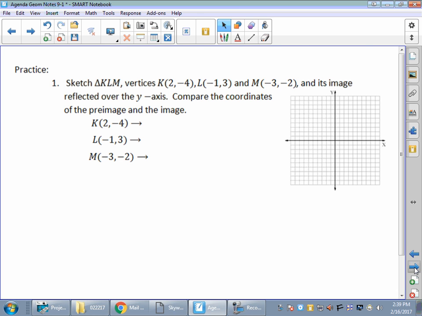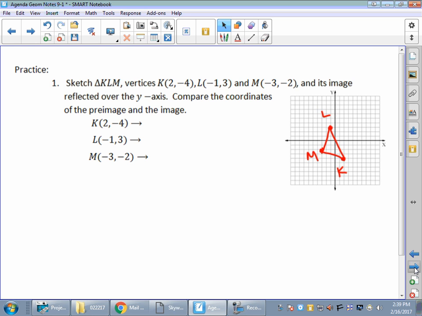You can kind of do this in any order. Go ahead and sketch that. 2, -4 for my K. Please label your points. I don't know where K and K prime are unless you show me. L is at -1, 3. And M is at -3, -2. So here is my pre-image triangle KLM.